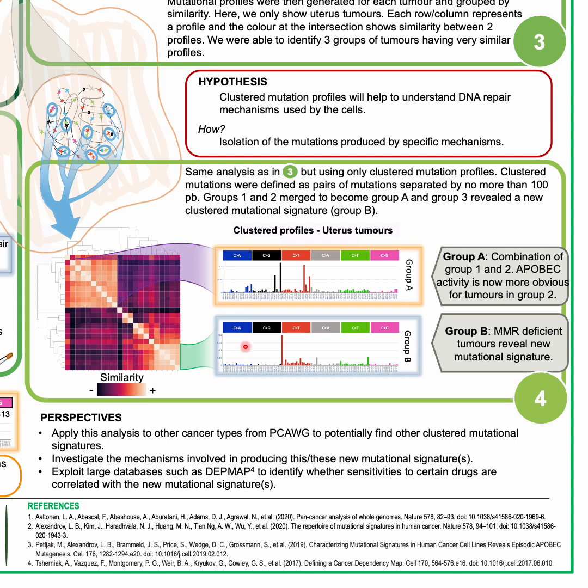Also, group B is made up of tumors from group 3, which were associated with MMR deficiency. It also revealed a new signature that has never been described. We think that this signature could perhaps point us to a mechanism used by the cell in order to compensate for a deficiency in the MMR pathway. If that's true, the specific mechanism could become a therapeutic target for tumors with that signature.